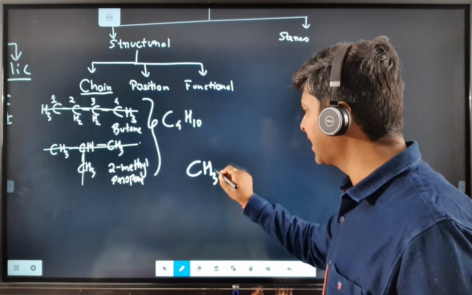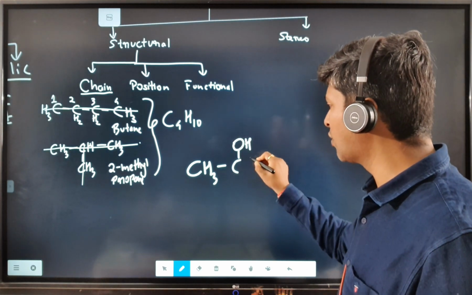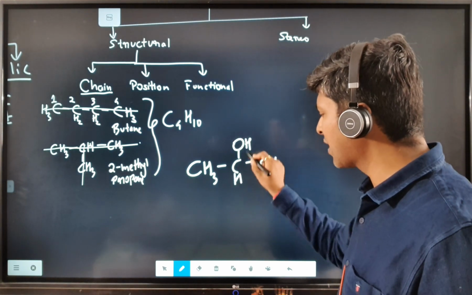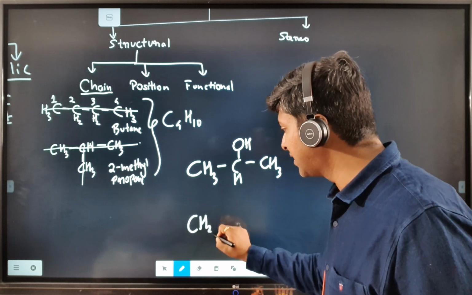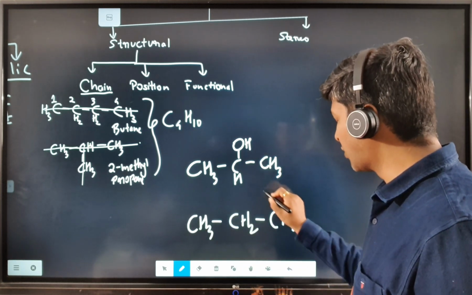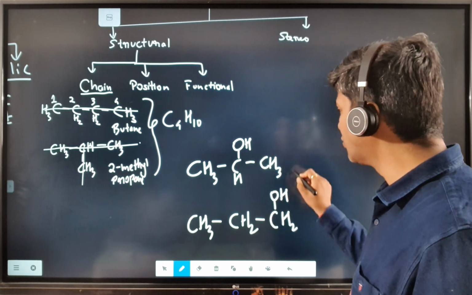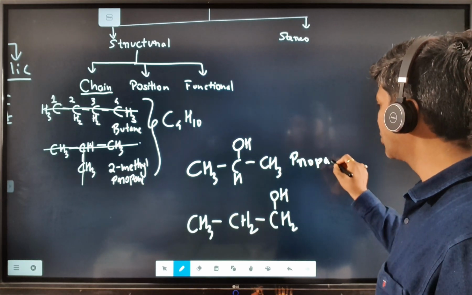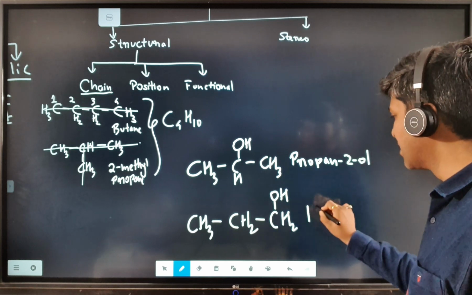Now let's move on to position isomers quickly. Position isomers will be the difference in the position of the functional group. So if you are having the OH, that's the functional group here. If it is on the second carbon, then I'll call it propan-2-ol, and in the second case I'm going to call it propan-1-ol.